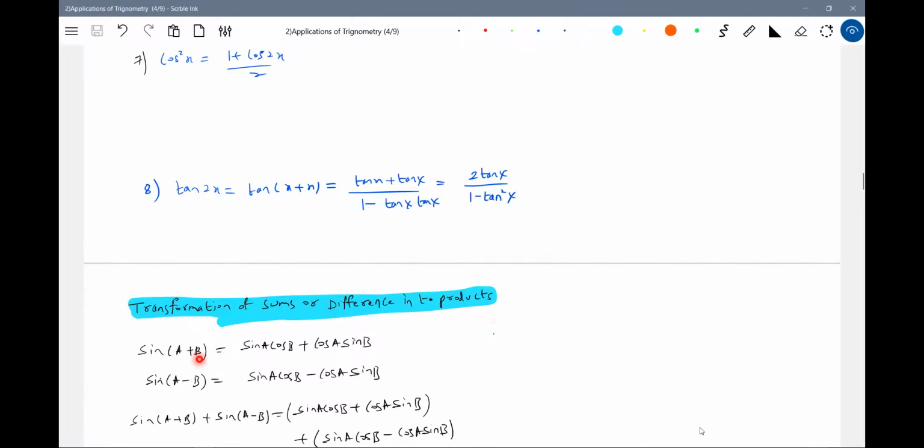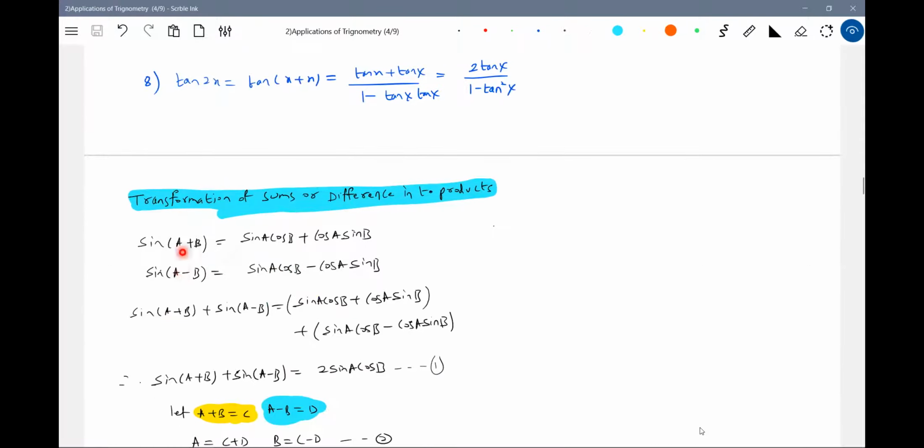We know sine of a plus b equals sine a cos b plus cos a sine b. Sine of a minus b equals sine a cos b minus cos a sine b. Let me add up these two here. Sine of a plus b plus sine of a minus b. Then the addition of these two: the cos a sine b terms will cancel out, no? When you add up these two equations, we'll end up with 2 sine a cos b.